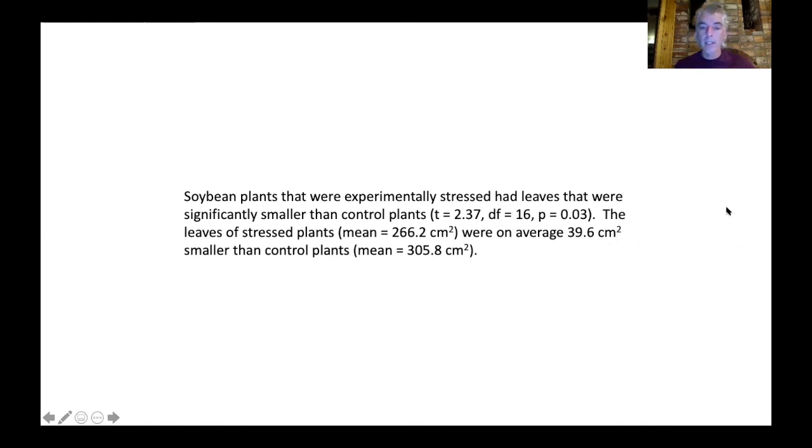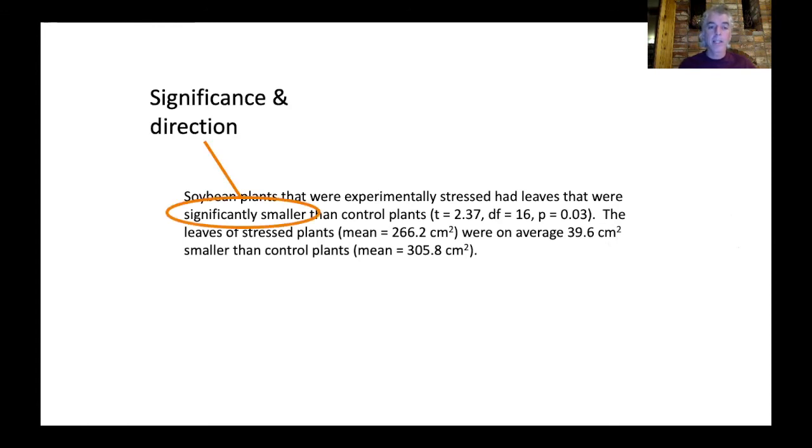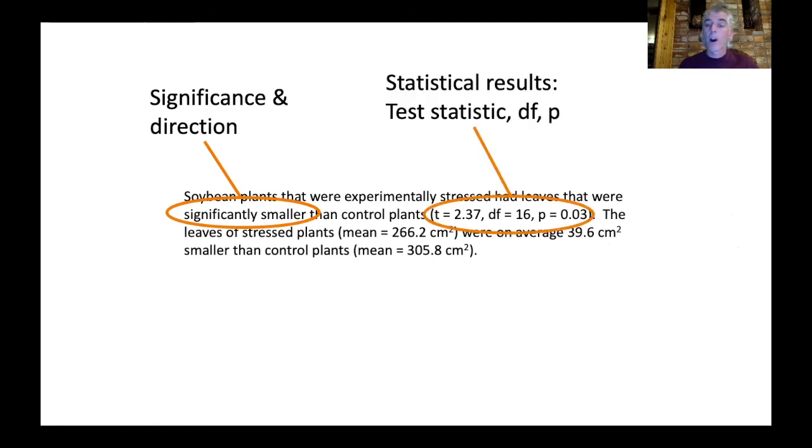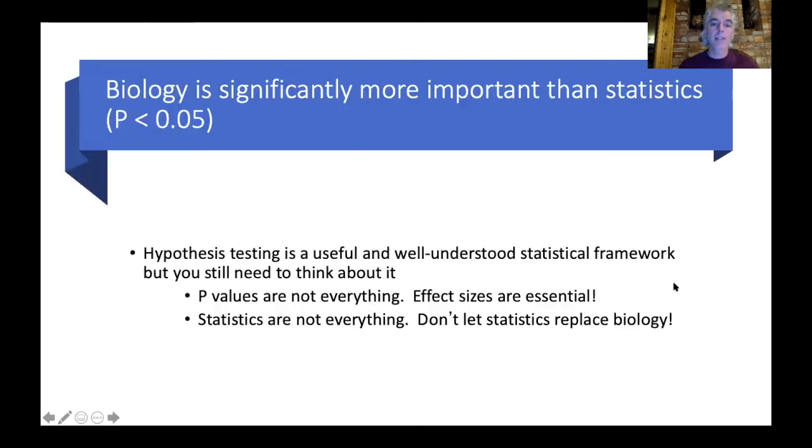So these two sentences in our results include some indication of the significance of the results as well as the direction. Our statistical results, including our test statistic, our degrees of freedom, and our p-value, as well as a measure of the effect size. How big was the difference in this particular case? So here we have all of the ingredients of an appropriate reporting of statistical results: some indication of significance and direction, statistical results including test statistic, degrees of freedom, and p-value, as well as a measure of the magnitude of the effect size.